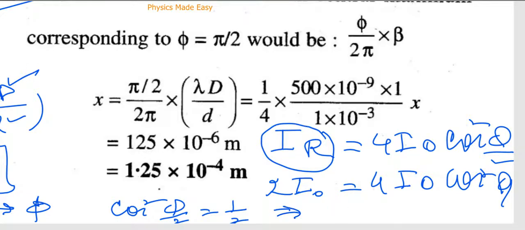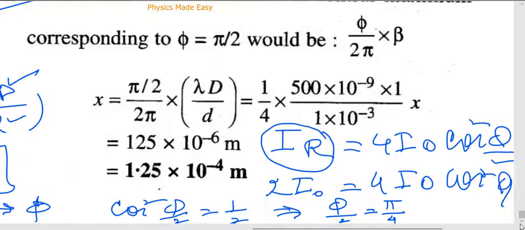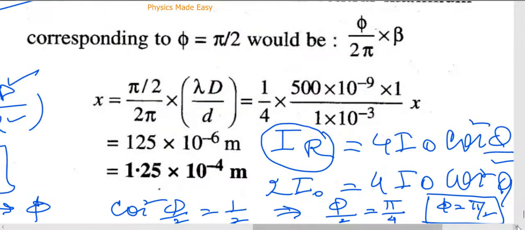Now this implies phi by 2 is pi by 4. Pi by 4 means 45 degrees, and phi equal to pi by 2. Now this is the phase difference. Now what he has asked is the distance, so I have to find out distance corresponding to phi equal to pi by 2.